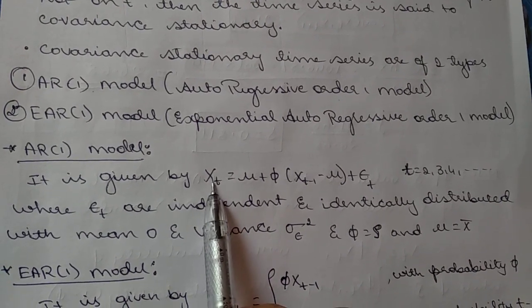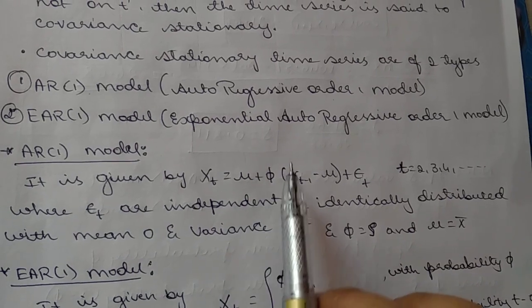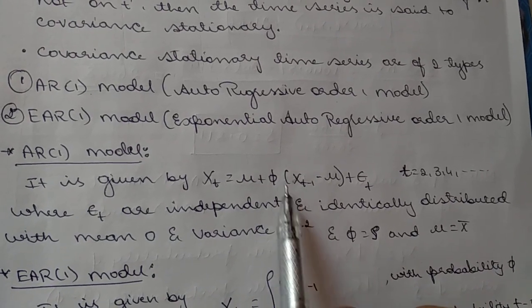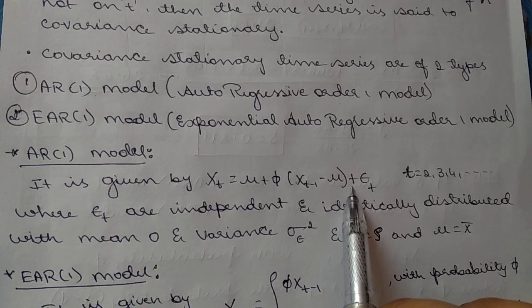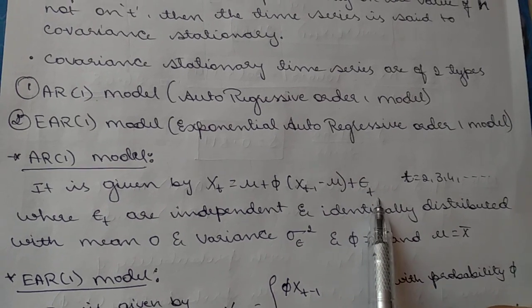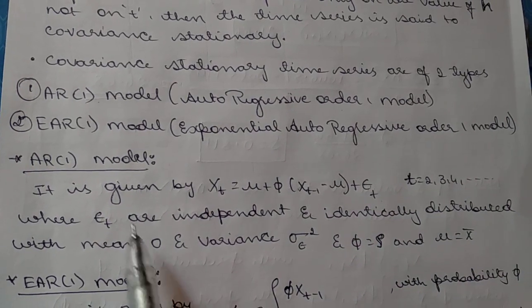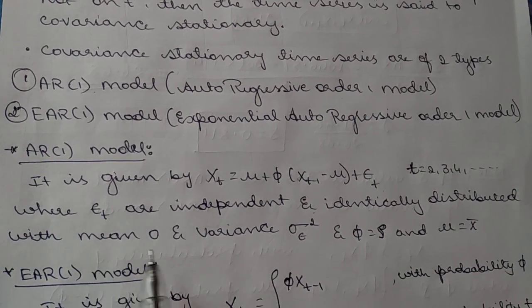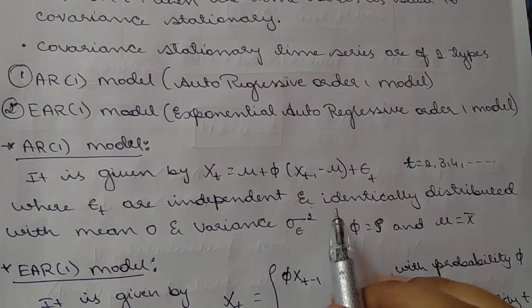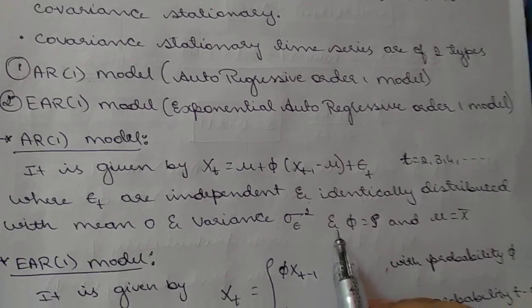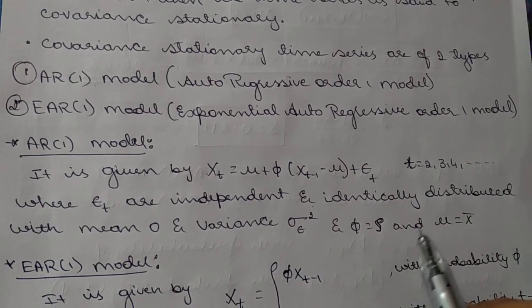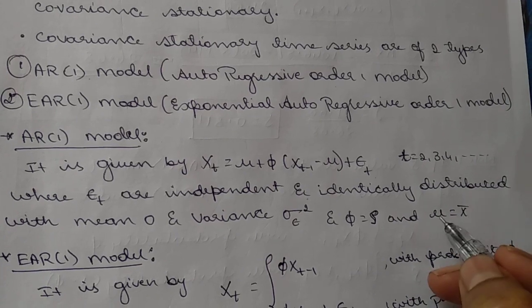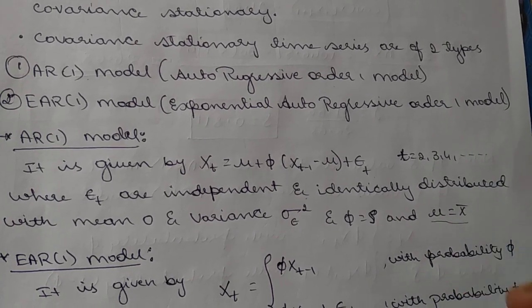The random variable xt is equal to mu plus phi times (xt minus 1 minus mu) plus epsilon t, where t varies from 2, 3, 4, 5, 6 and so on. Here epsilon t are independent and identically distributed with mean 0 and variance sigma square epsilon, phi is equal to rho, and mu is equal to x bar. We already know mu is equal to x bar, the mean we calculate.